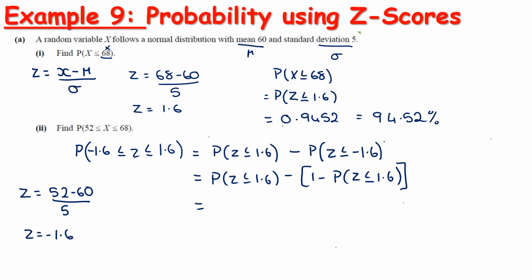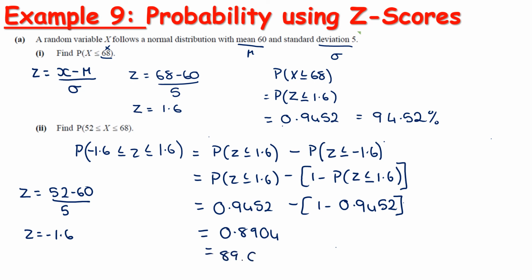If we get that, we have from above 0.9452 minus 1 minus 0.9452, and that works out as 0.8904, which is 89.04%.